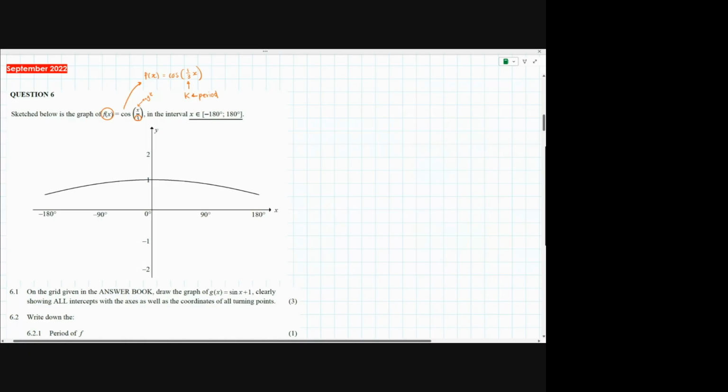Now, when your k value is a fraction, what it's doing is it's stretching your graph out. So rather than my graph completing its cycle in a normal 360 degrees, this a third is saying it now takes 3 times as long to complete my cos graph. So rather than my cos graph completing its cycle in the first 360 degrees, what now happens is that it takes 3 times as long to complete my cycle for my cos graph. That is what the third says to me.